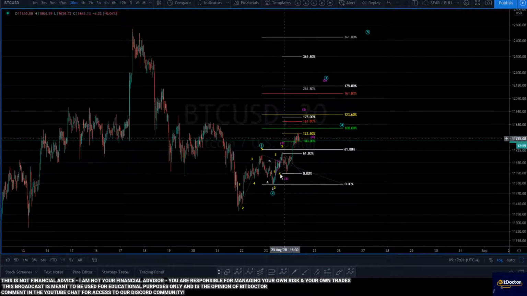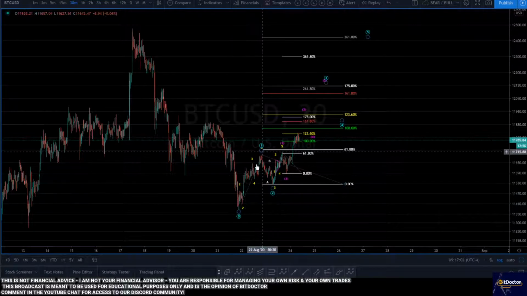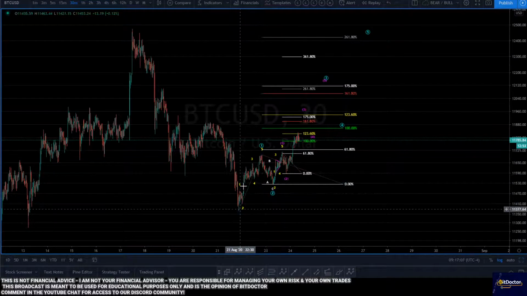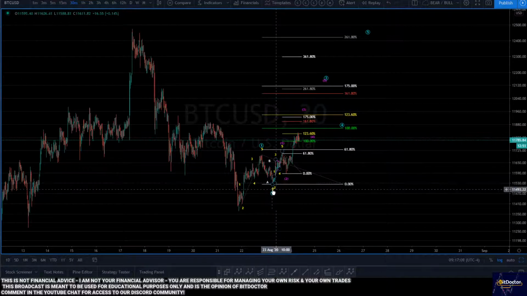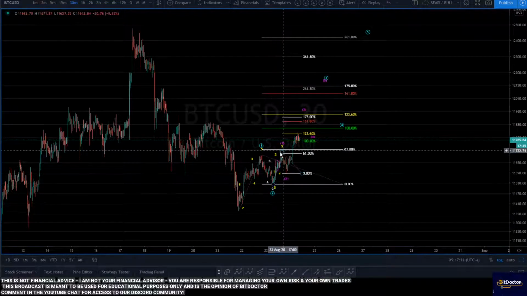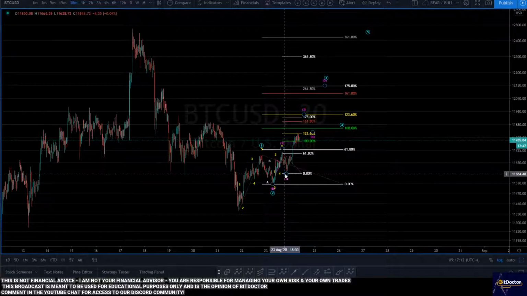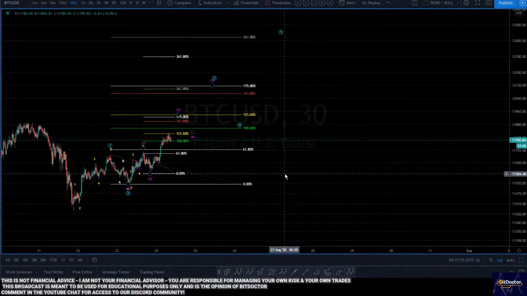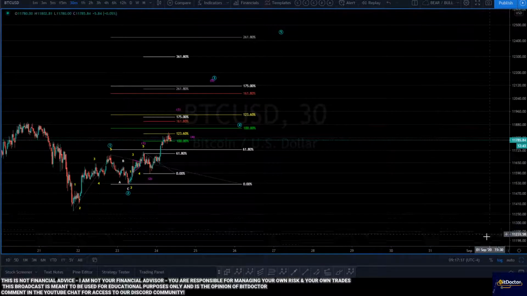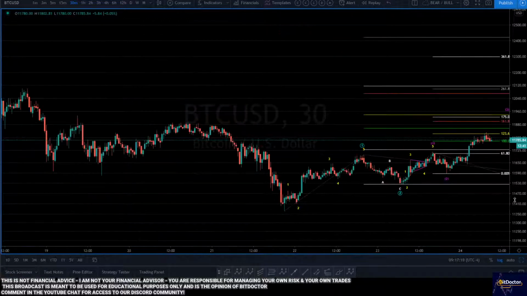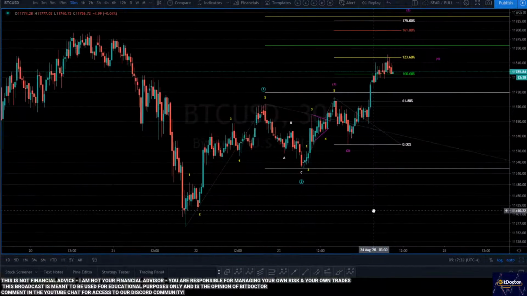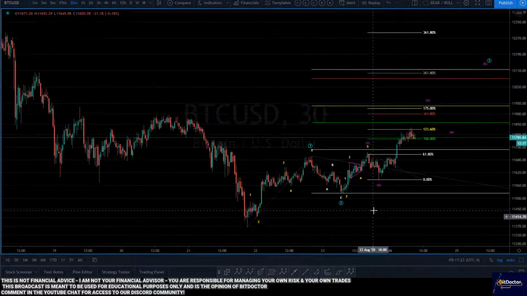But what I can see here is that we've got a nice impulse, just as small as it is. It's a nice small impulse right here. 5 waves up, 3 waves down. Then we've got a little 5 wave up and then a little 3 wave down. So this looks good, right? This looks good for a good continuation move to the upside. I mean, it looks like it wants to continue moving higher.